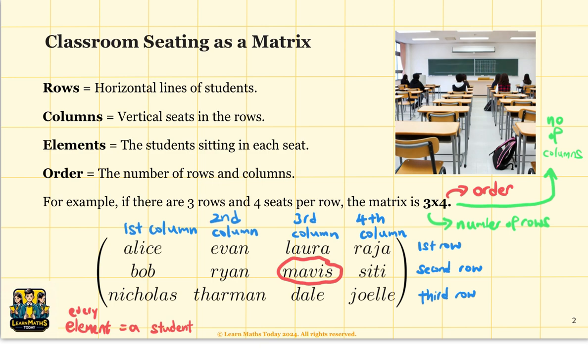When we use a matrix, we're organizing the seating arrangement in a structured way, making it easier to know exactly where each student is sitting based on the position in the matrix. This will be similar to how we use matrices in math to organize data, numbers, or even solve problems.